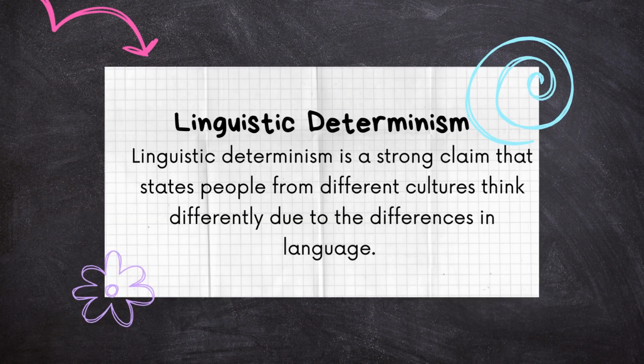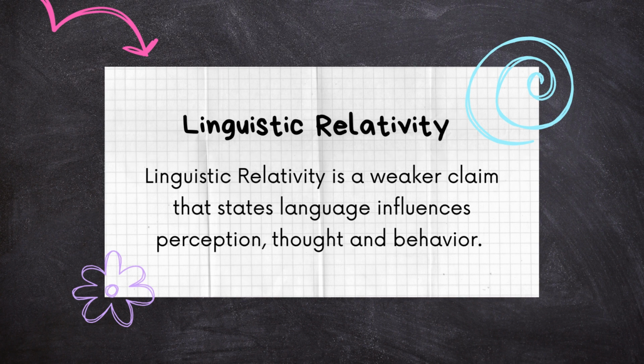Next, we have linguistic determinism. This is a strong claim that states people from different cultures think differently due to their differences in languages. Then we have linguistic relativity, which is a weaker claim that states language influences perception, thought, and behavior.